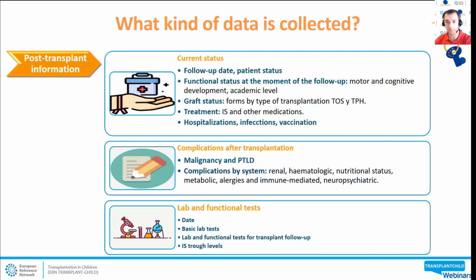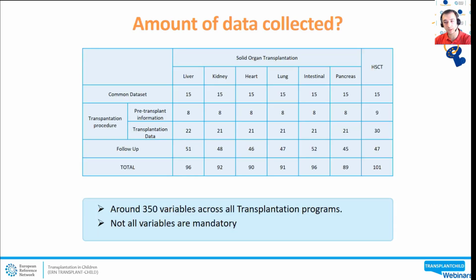And regarding the amount of data collected, the Peter registry is quite big. It has around 350 variables for each patient. This table shows the number of mandatory variables per questionnaire, because not all variables are actually mandatory. And it is also important to notice that some variables are transplantation program specific. So obviously, no patient is ever going to have all 350 variables answered for them.